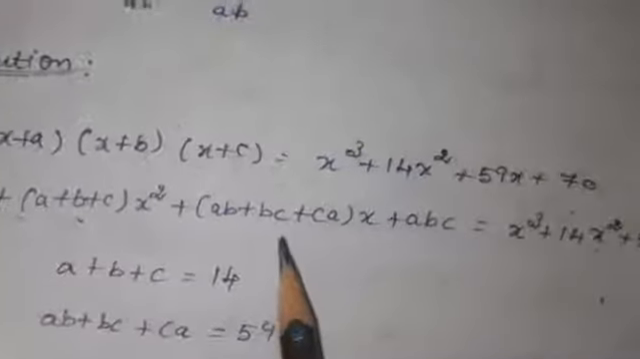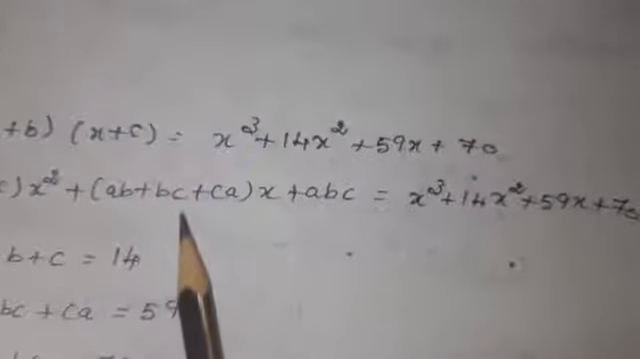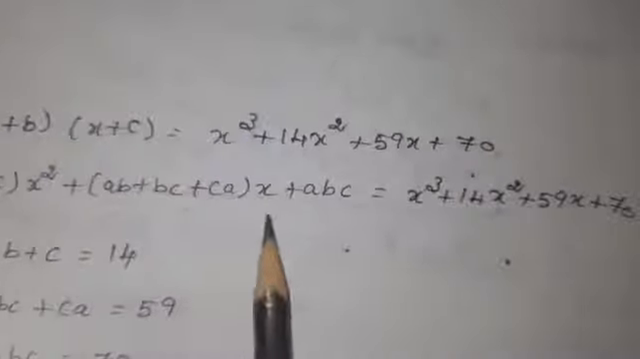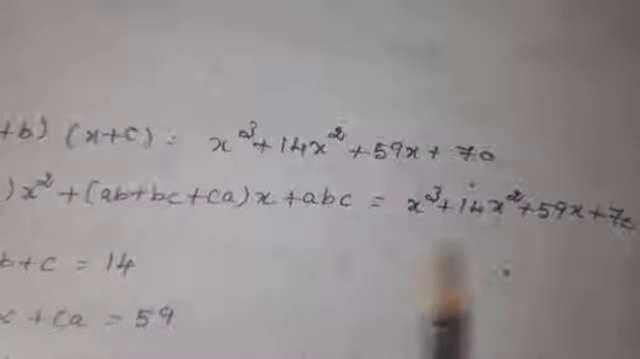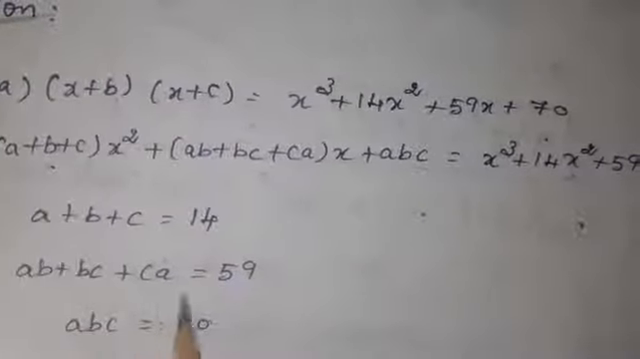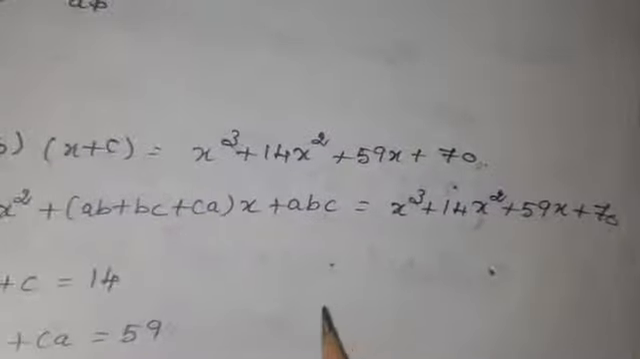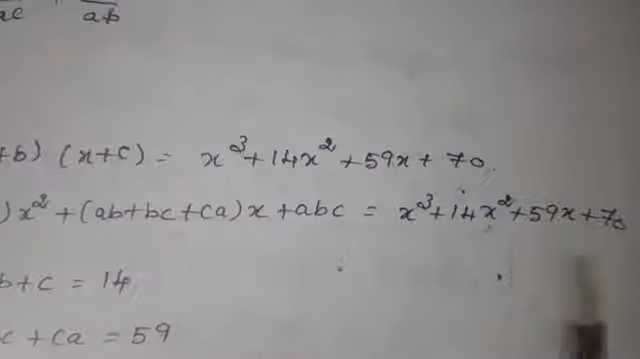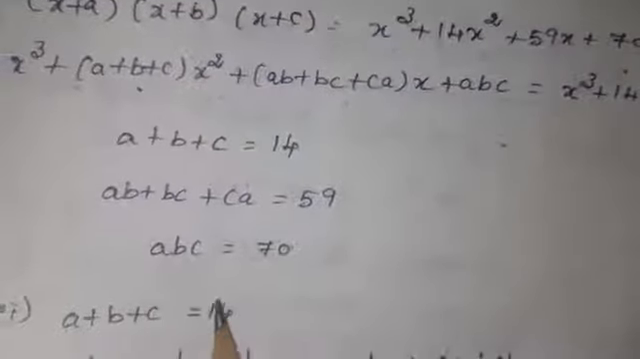Next I am comparing the x term. The x term is (ab + bc + ca) into x. Here the x term is 59x. So when you compare this, it can be written as ab + bc + ca is equal to 59. Next you compare the constant term. Constant term is abc, here the last term is 70. I have written that as it is. So compare and write those values.